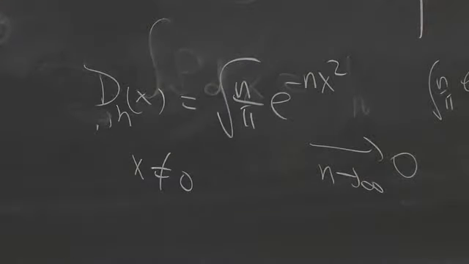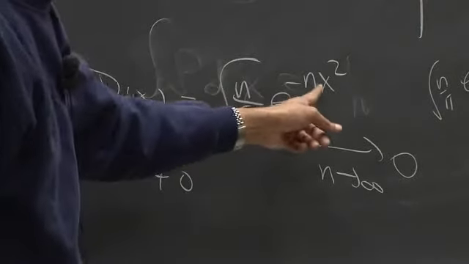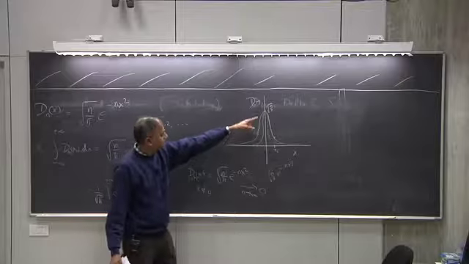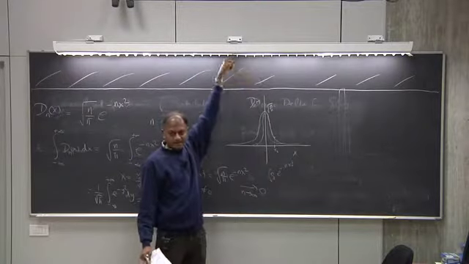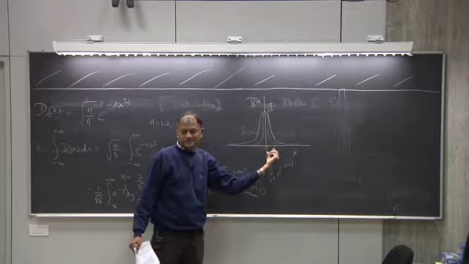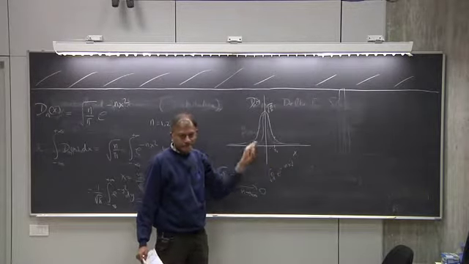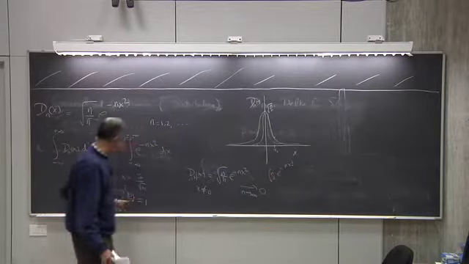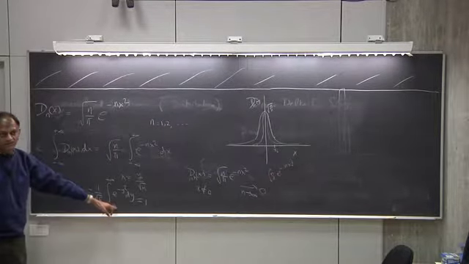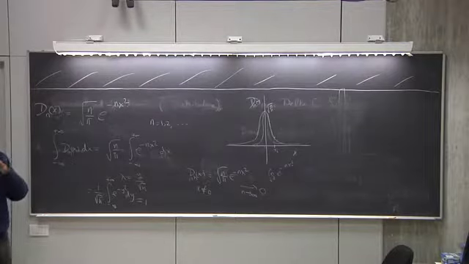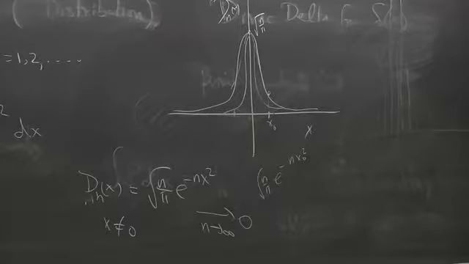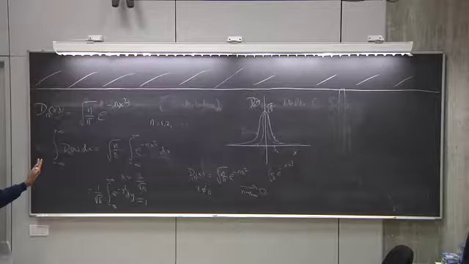So indeed, this sequence of functions has the right property that we want for the delta function. For any non-zero x, the limit is 0. For x equal to 0, of course, it blows up, because the exponential is just 1, so you have root n by pi, which increases with n, but in such a way that the total area remains the same. The integral of dn of x is always equal to 1, no matter what the value of n is. So this is a good representation of the Dirac delta function, and it becomes a better approximation as you increase n.